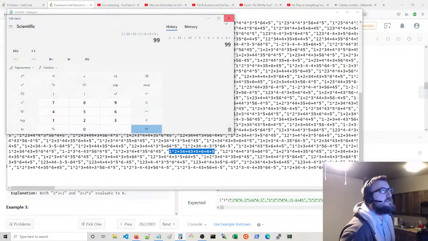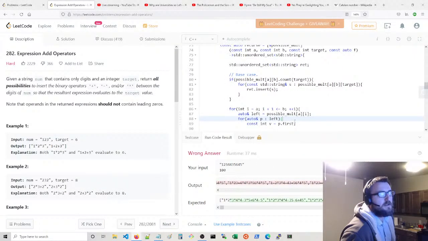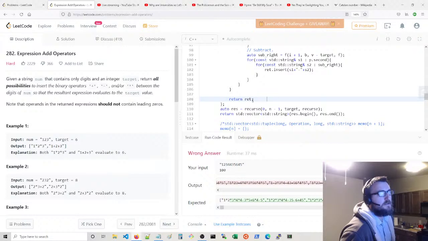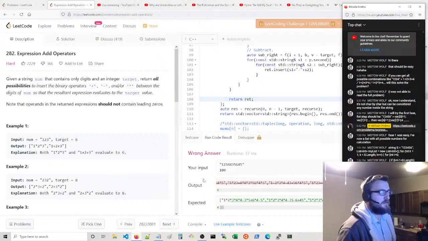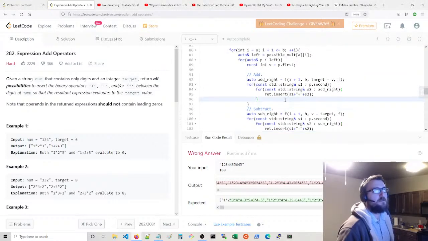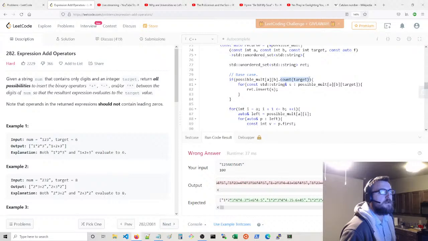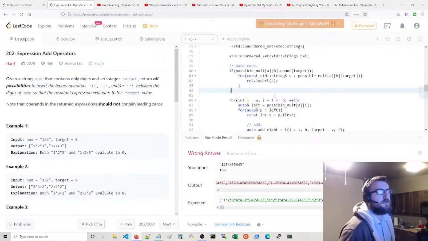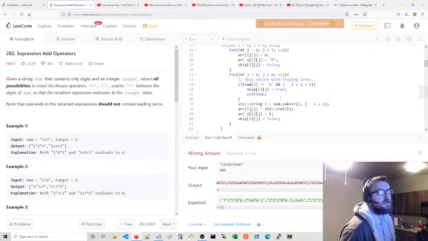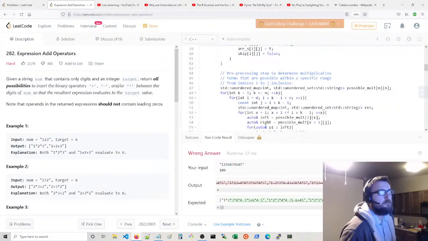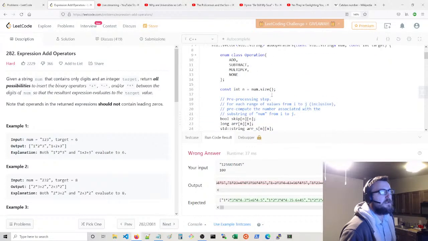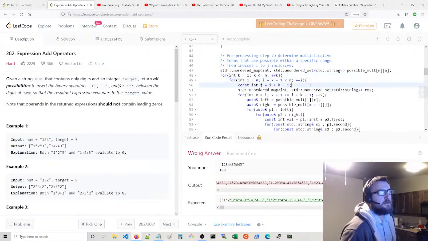Oh no. Wait a minute, why did we get 99? How did that happen? What? I don't know. Where did we get 99? So 1 times 2 is one of the multiplicative terms. Oh, you know what it might be? This part might not be correct.